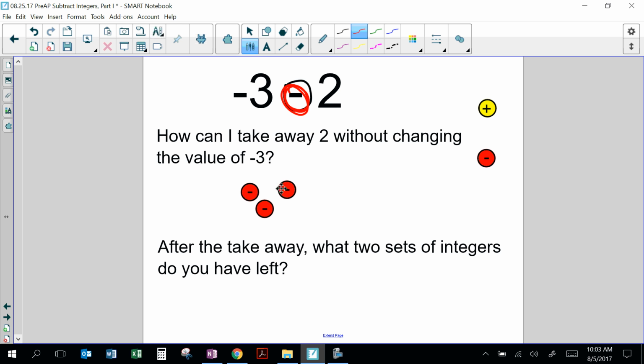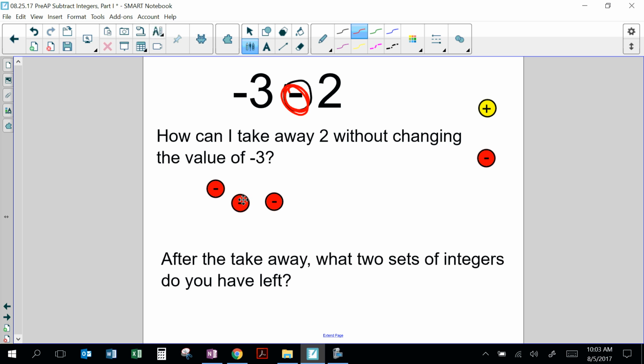Can I take away 2 from this? First of all, do you see any positives here to take away from? So we need some 0 pairs. How many 0 pairs do we need? We need 2 0 pairs. Does the value of this change? Is this still negative 3? Negative 1, negative 2, negative 3. These cancel out, so we're still having negative 3.